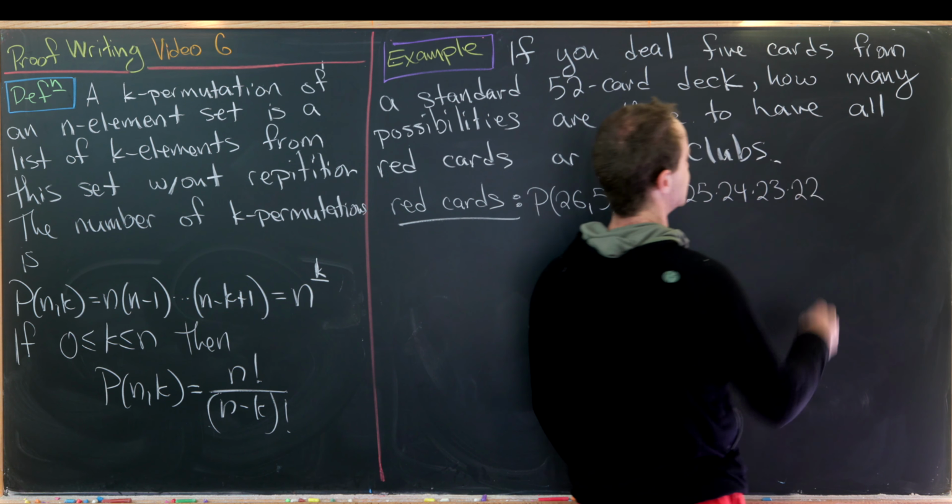But then notice that these two are disjoint. If you choose all red cards, you won't choose a club because clubs are black cards. And that means that we can just use the addition rule to find our total possibilities. So our total possibilities, like I said, will be the sum of these two numbers, which turns out to be 8,048,040. So those are how many possible dealings there are like this.